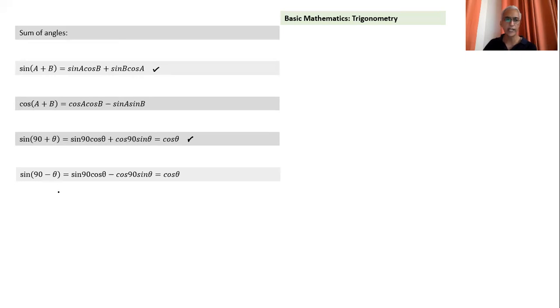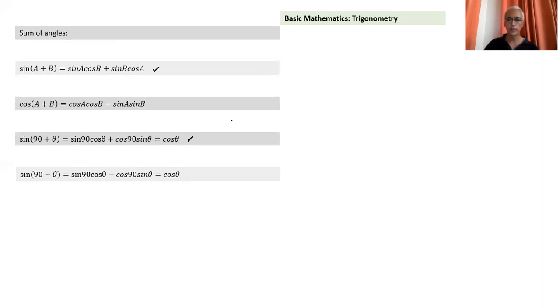Similarly, sine 90 minus theta. We also calculate what sine 90 minus theta is. The same formula will apply, only in place of plus, it becomes minus. Again we find it is equal to cos theta. So sine of 90 plus theta is equal to cos theta, and sine of 90 minus theta also is equal to cos theta.